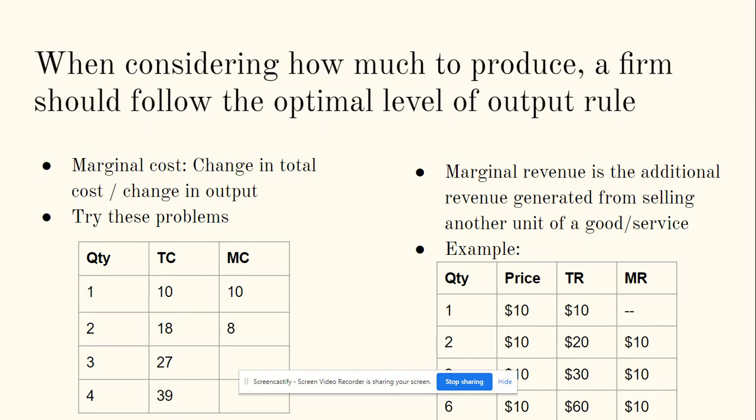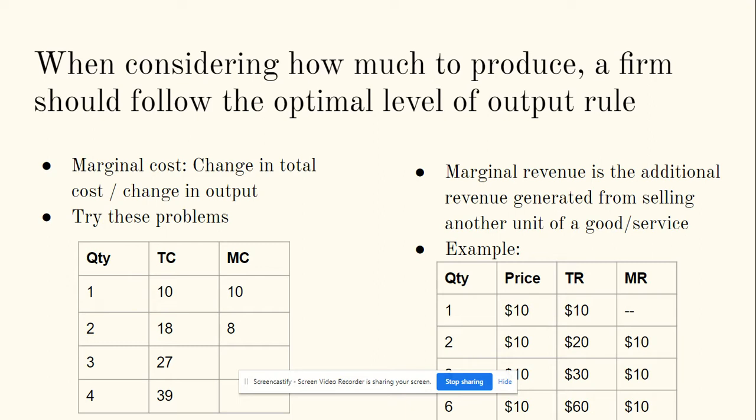When firms have to consider the optimum level of production, what I mean by that is how much should they produce? Because every firm, from Amazon on down to the smallest company in Woodstock, can only produce so much of the good or service that they provide. Some of the things they use to consider how much they should produce are marginal cost and marginal revenue. If you remember from Friday's class, anytime you're trying to find marginal, it's change over change.